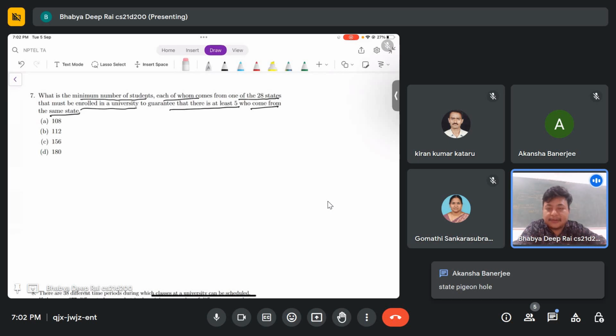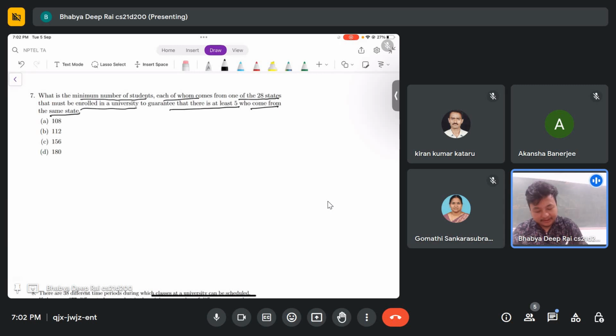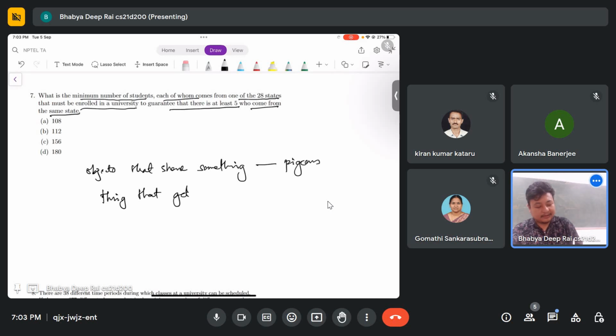Akansha says state is the pigeonholes. Yeah, good. And pigeons? Students is the pigeon. Good. Right. So again, I tell you that objects that share something should be the pigeons, and the thing that gets shared, take it as a pigeonhole. Okay.